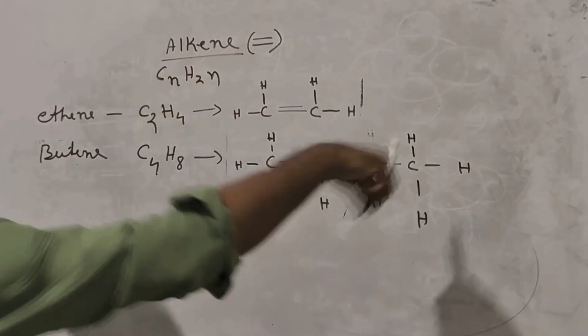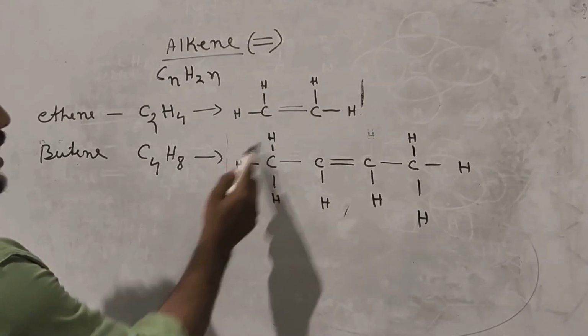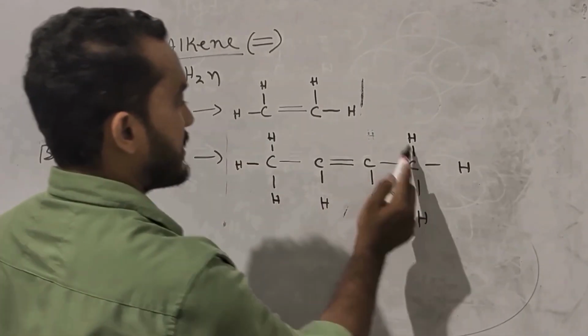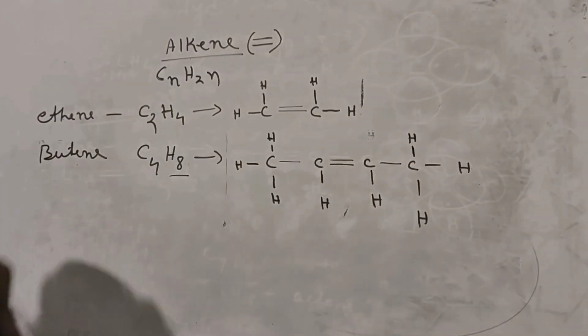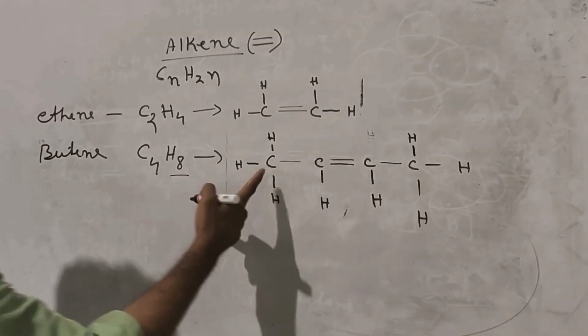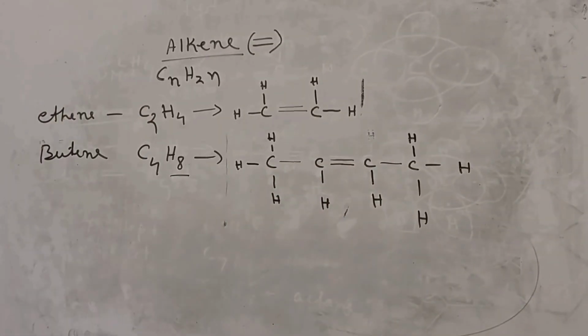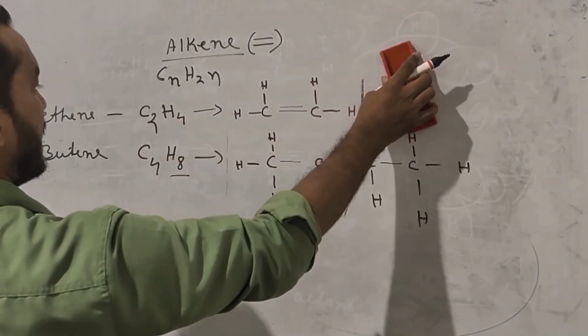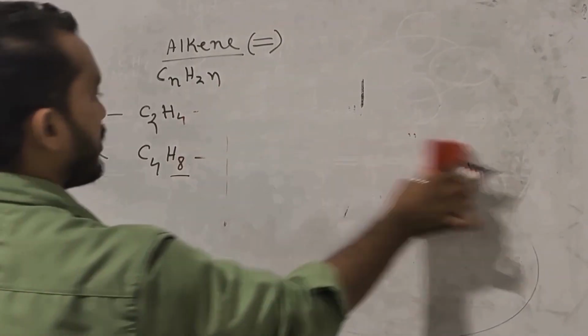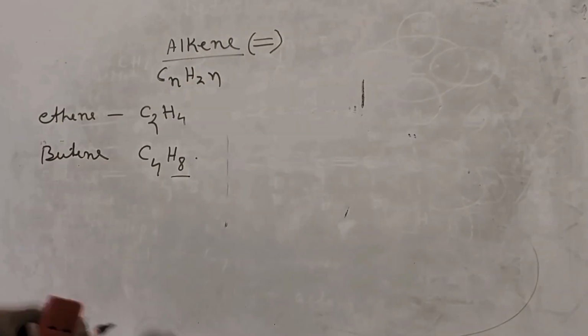Now you count the total number of hydrogen: 1, 2, 3, 4, 5, 6, 7, 8. Yes, C4H8. And carbon 4 is already there: 1, 2, 3, 4. This is the structure of what? Butene. Now let me show you the electron dot structure of ethene.